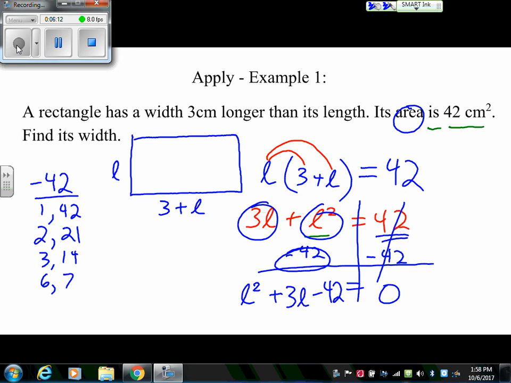Now, I know that I have to have one positive and one negative in order to multiply to be a negative 42. But if I look at my b term, which is in front of just the single L, it's a positive 3, which means I have more positives than negatives. So that means my bigger number needs to be positive, and all my smaller numbers are going to be the negatives. So I'm simply going to find which one will add up to become this positive 3 here. And lo and behold, none of them do. So not factorable.